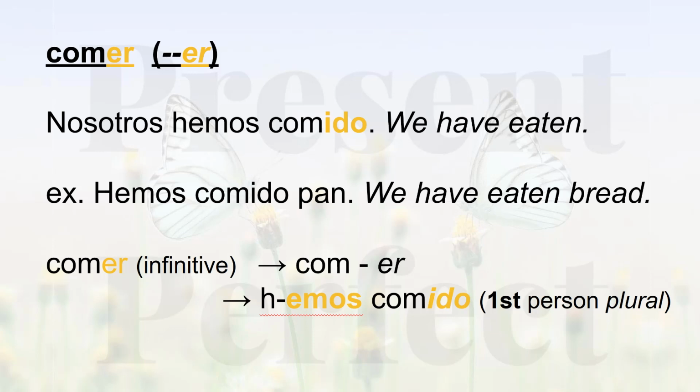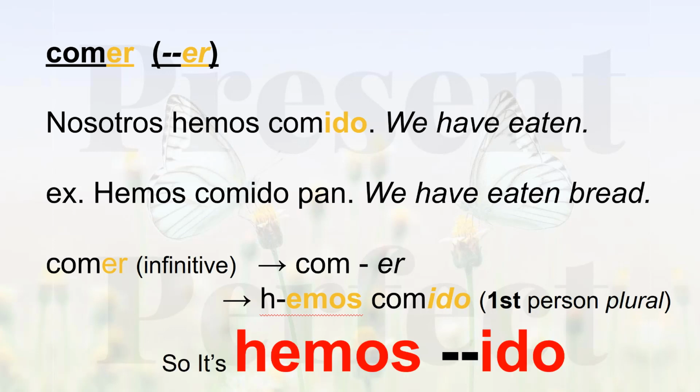Nosotros hemos comido. We have eaten. For example, hemos comido pan. We have eaten bread. First person plural form for present perfect tense for haber comido is hemos comido. So it's hemos ido. And whenever you recognize this hemos ido, most likely it's present perfect tense for either ER or IR verb.